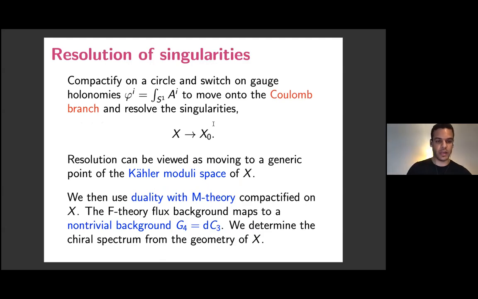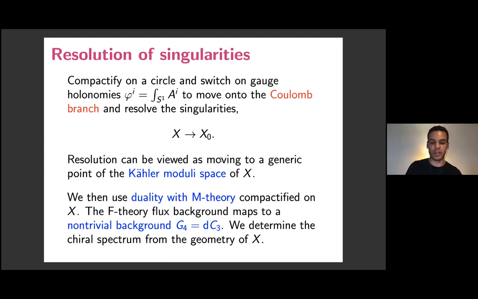As usual, we'll play the game of sidestepping the fact that the compactification space is singular by computing what's called a resolution of singularities, where in the F-theory background, we compactify on a circle and we switch on gauge holonomies for the 7-brane gauge fields, which allows us to move on to a generic point of the Coulomb branch and thereby resolve these singularities. So in practice, what we'll actually work with is a smooth, and I have to stress, non-unique choice of a smooth elliptically fibered Calabi-Yau fourfold X, which resolves the singularities of X naught. This resolution from a stringy point of view can be viewed as moving on to a generic point of the Kähler moduli space of X.